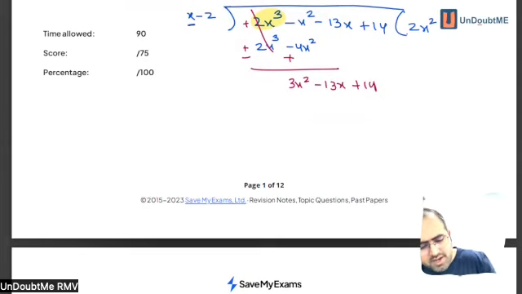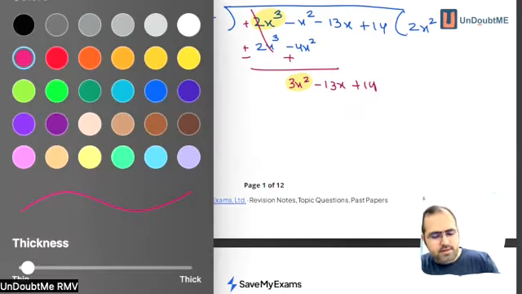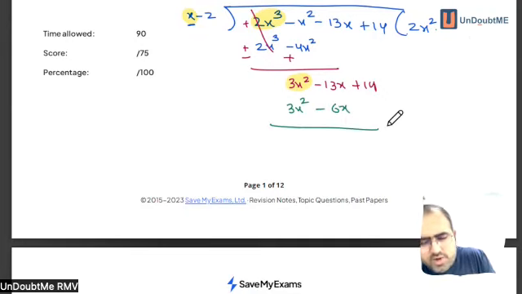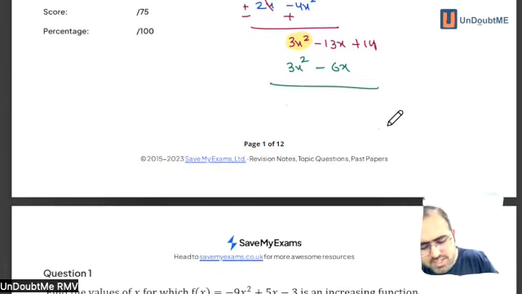Then my next target is 3x squared. Now, Samuel, you tell me that if I want to create 3x squared, what should I multiply with x? 3x, and it will be plus 3x. So plus 3x multiplied with x will give me 3x squared, and 3x multiplied with minus 2 will give me minus 6x. 14 as it is, we'll use it in the next step.